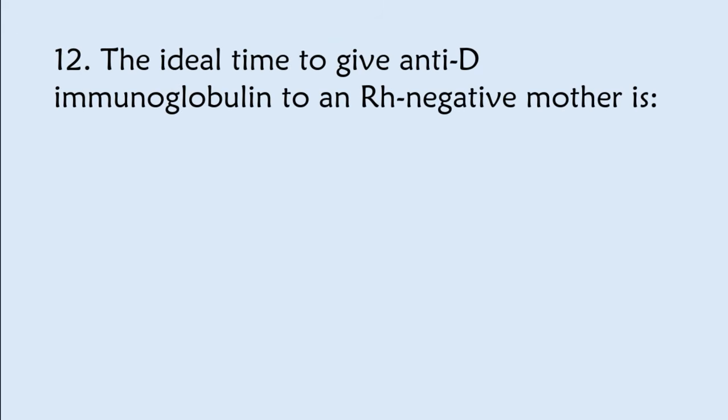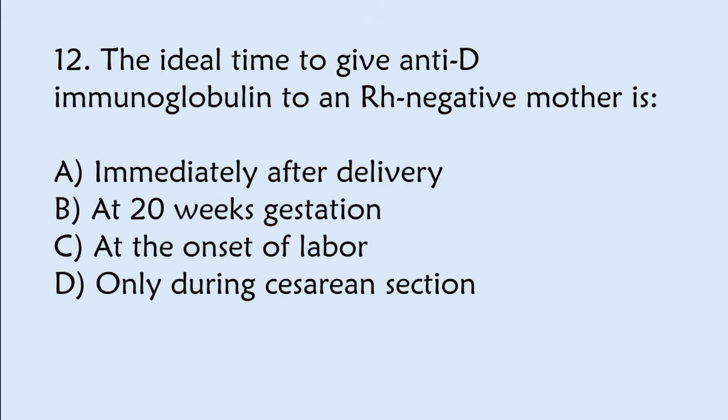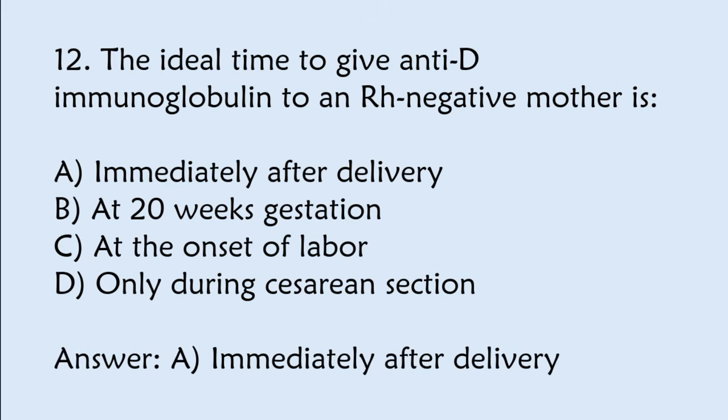The ideal time to give anti-D immunoglobulin to an Rh negative mother is immediately after delivery, at 20 weeks of gestation, at the onset of labor, only during cesarean section. Correct answer is option A, immediately after delivery.